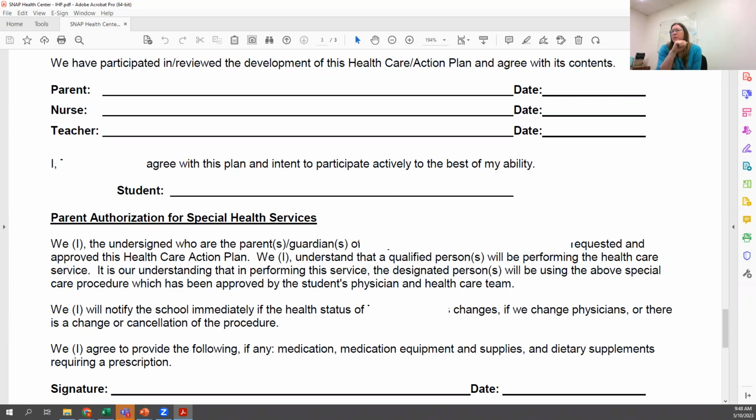Brandy said we have a parent state that they wanted a seizure plan because their child was having seizures, but the note from neurology states that the child has no seizure history or activity. What do we do in that situation?